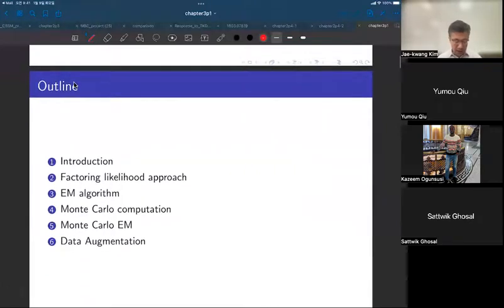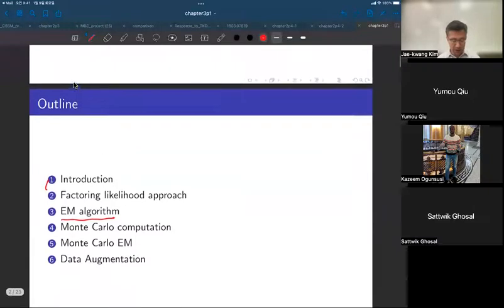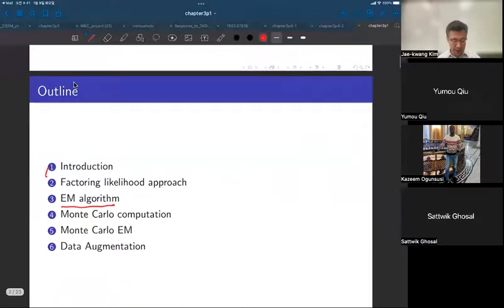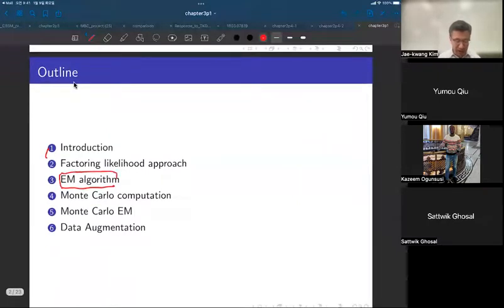So the main concept is the EM algorithm, but I'm going to briefly talk about the general computational tools like the scoring method and Fisher scoring method, Newton method, things like that. The EM algorithm is the key concept, and sometimes the E step is not easy, so then we need a Monte Carlo approach. That is the Monte Carlo EM.